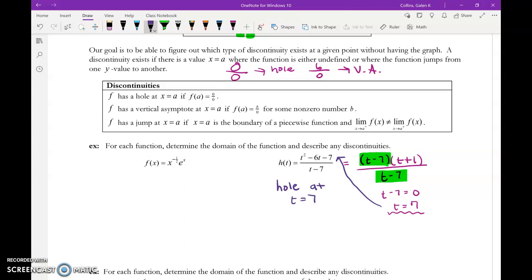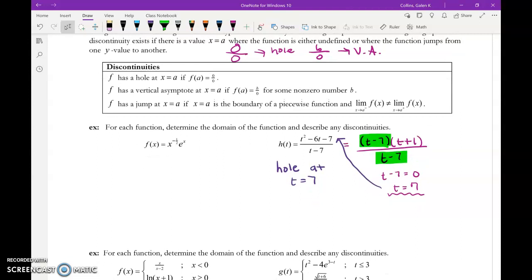Otherwise, h would exist for all real numbers. So when we're talking about the domain of h, we could say that the domain is from negative infinity up until 7, and then on the other side of 7, from 7 to infinity. So this notation just excludes the value t equals 7, and the discontinuity we observe there is a hole.